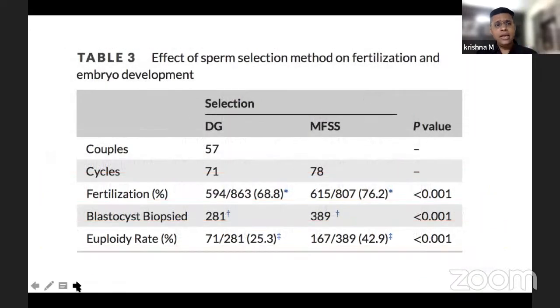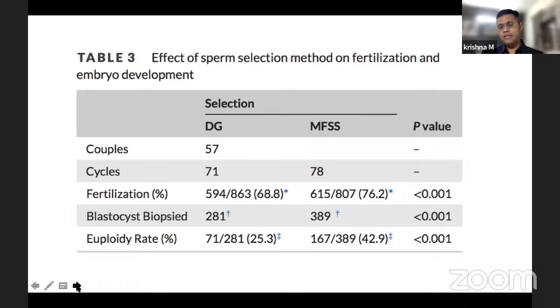Coming to this table, of the 57 patients recruited and studied, the first cycle had 71 cycles and the second cycle with microfluidics had around 78 cycles. So it looks like some patients had multiple attempts. Then they looked at the fertilization rates: 69% versus 76%, and they say the p-value is significant. Then the number of blastocysts biopsied was again probably more in the microfluidics arm. And coming to the main objective of their paper, the ploidy status, the percentage of euploid embryos.